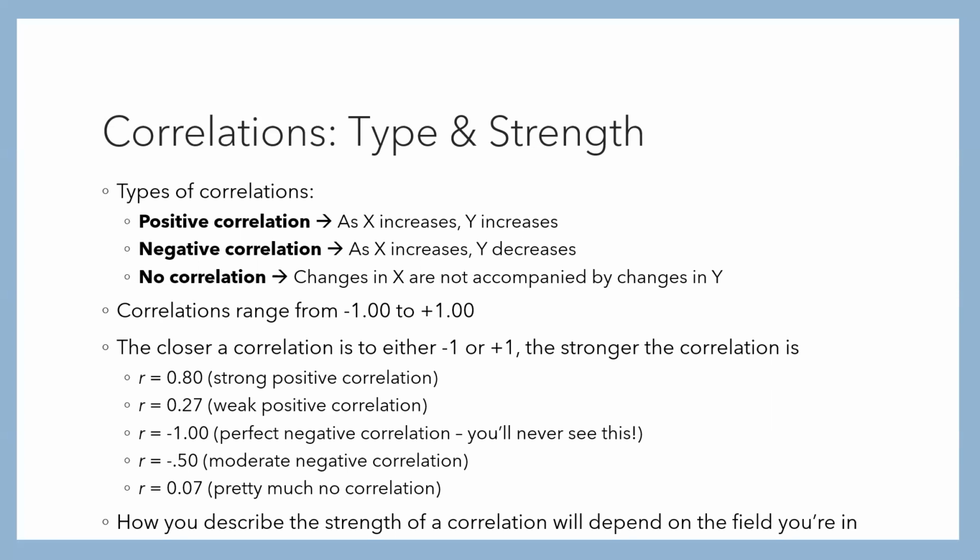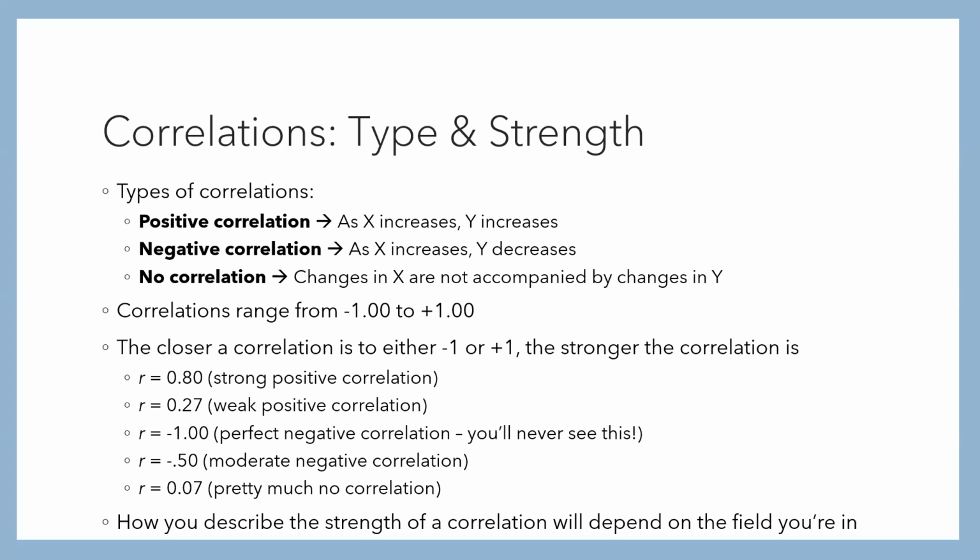So for example, here, an R value of 0.8 is quite a strong positive correlation. An R of 0.27 is a weak positive correlation. An R of -1.0 is a perfect negative correlation because it can't go any higher than that, but you will never see that in reality, so you don't really have to worry about that. An R of -0.5 is a moderate negative correlation, and an R of 0.07 is very, very weak. There's pretty much no correlation there.